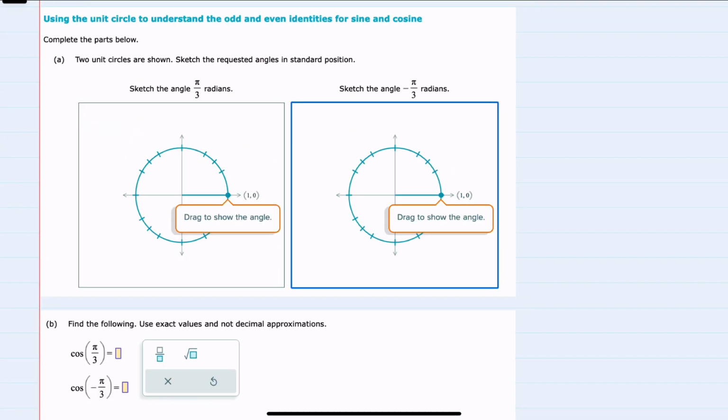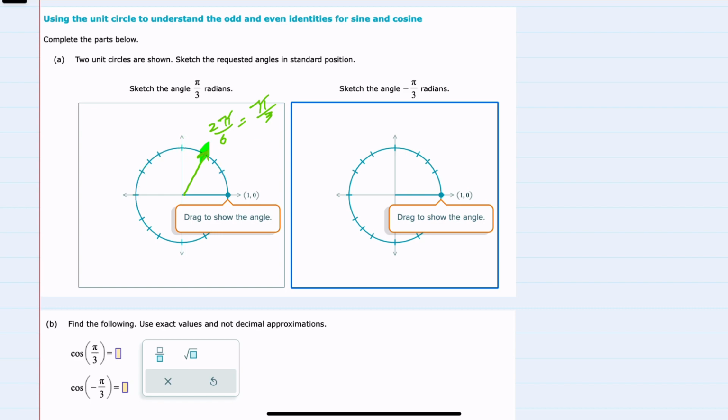Starting with A, we're asked to sketch the angle pi-thirds radians here in the first part. And by now you may recall that these tick marks represent multiples of pi halves, and these represent multiples of pi sixths, with this first being 1 pi sixths and the second one being 2 pi sixths, which is the same as pi thirds. So this would be the sketch of pi thirds.